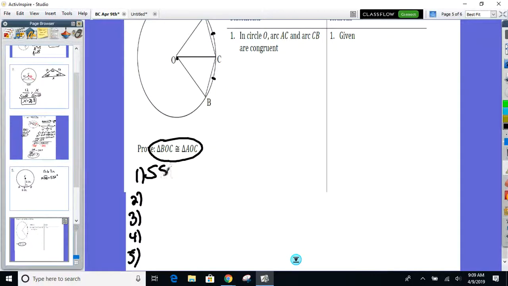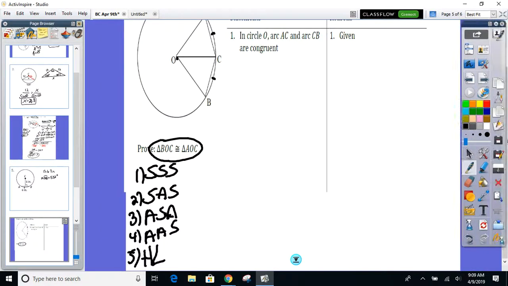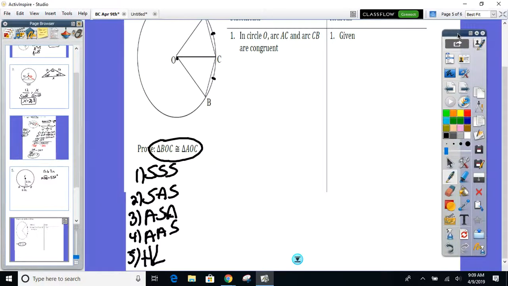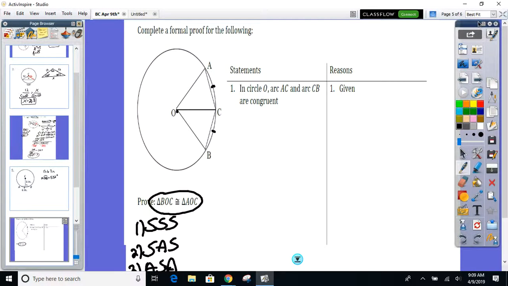Side, side, side. Side, angle, side. Angle, side, angle, where the side is in the middle. Angle, angle, side, where the side is not in the middle. And then everyone forgets HL, only in a right triangle. All right, let's get to work here. Circle facts and other theorems from this past, what are we on, 25 weeks?